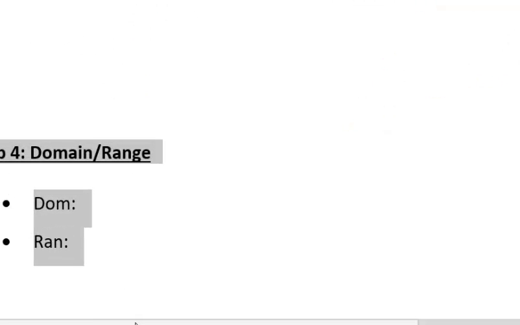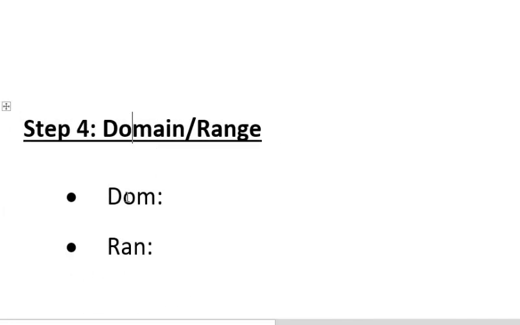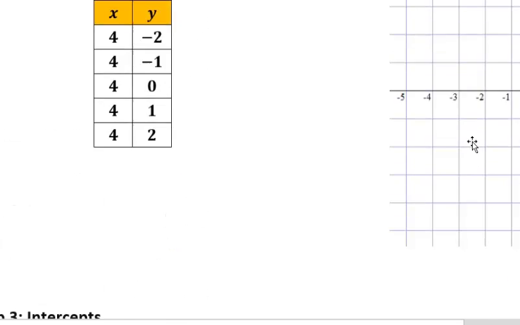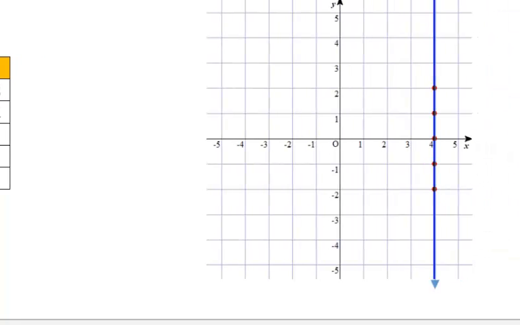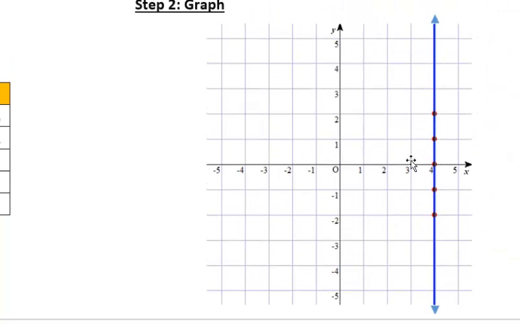Okay, so let's put step 4, domain and range. We're gonna have to find the domain and range for the steps. Now what will be the domain in this case? Remember that the domain is, horizontally speaking, where do we have the drawing? Like on the x-axis, where do you see that we have drawing?